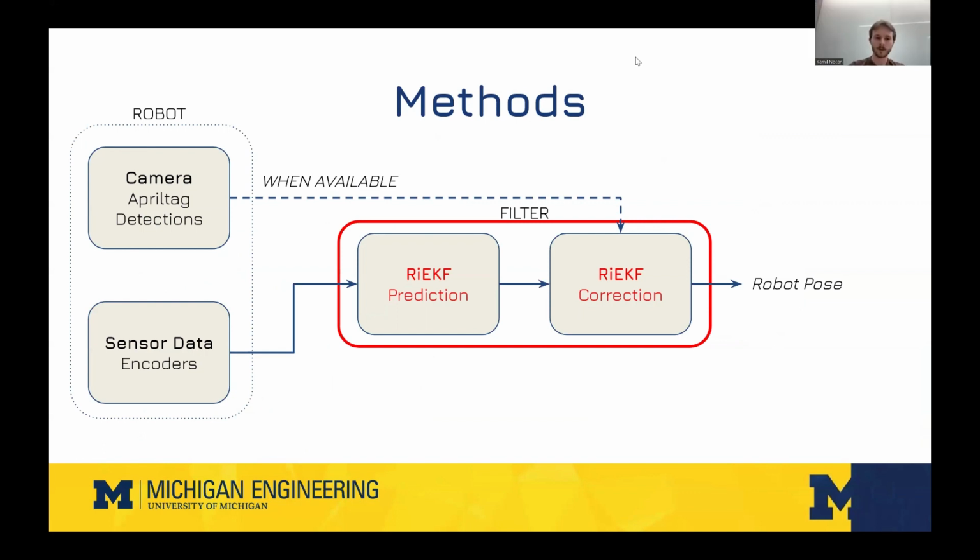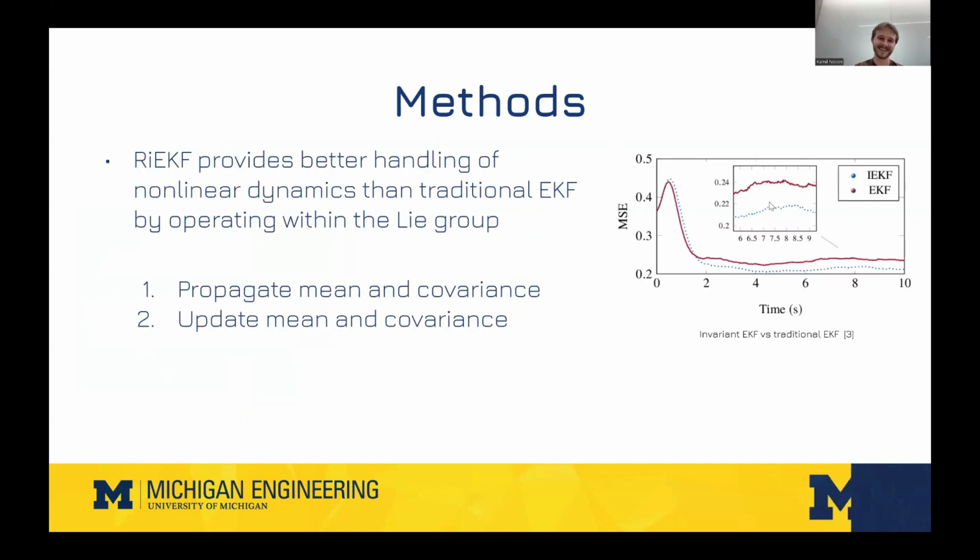Yeah, so the reason that we chose the right invariant extended Kalman filter is because it provides better handling of nonlinear dynamics over a traditional extended Kalman filter because it operates within the Lie group. And the reason that we chose the right invariant extended Kalman filter is because our measurements are in the robot frame, which makes it really easy to use. And the right invariant Kalman filter just propagates the mean and covariance through a motion model and then updates those with a correction step.